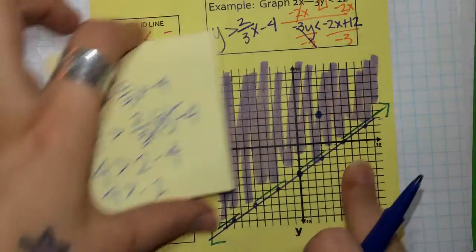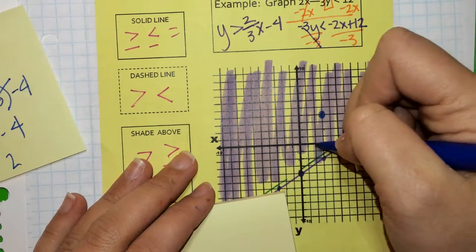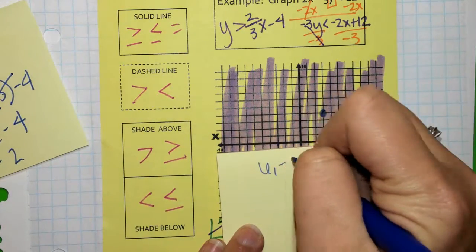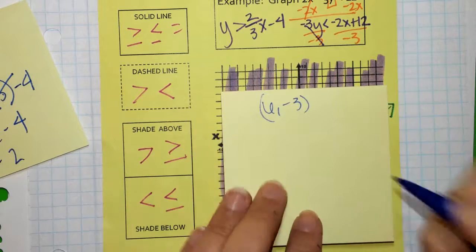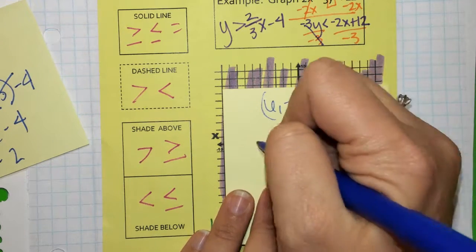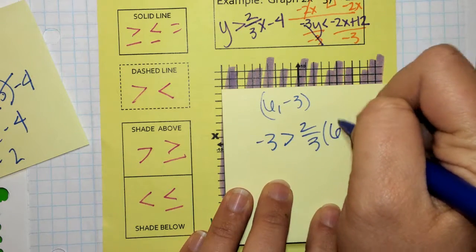Now, if we picked a point down here, it would not. So say I picked 1, 2, 3, 4, 5, 6, then 1, 2, 3: (6, negative 3). It's not going to satisfy. What is my y value? Negative 3. You can do this to check your work. Make sure it's right.